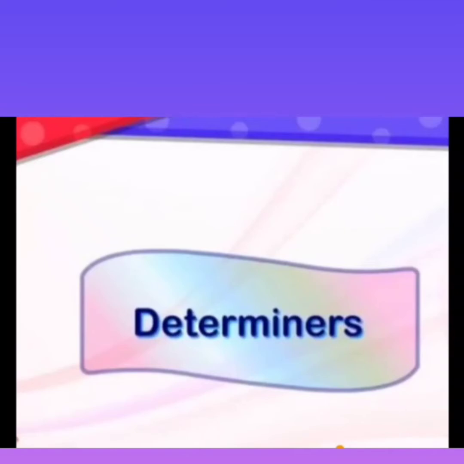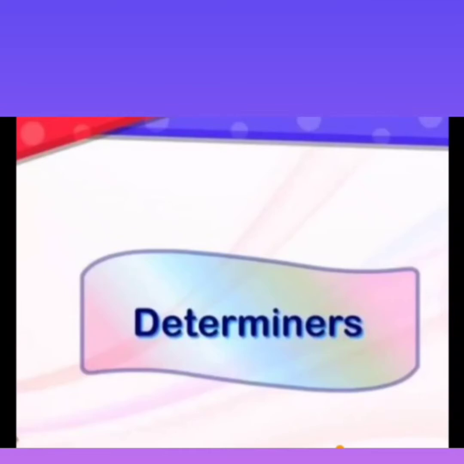Students, do you know what determiners are? A determiner is a word that is used to specify a noun in some way. It is used before a noun. Students, you are aware of nouns? A determiner is a word that is used before a noun: a name, place, person, or thing.